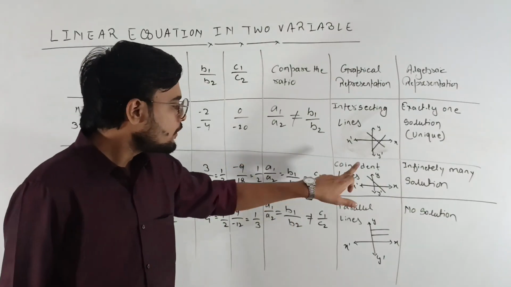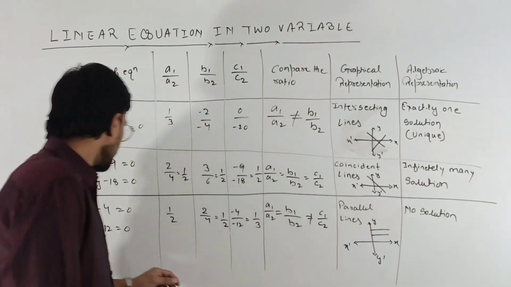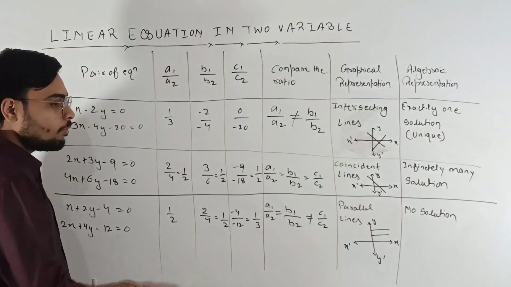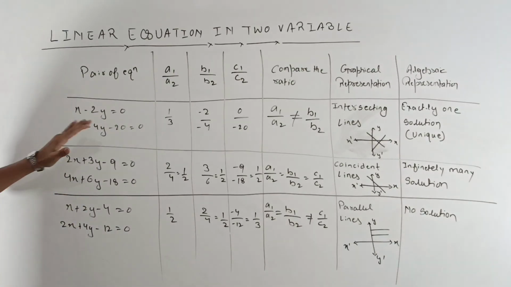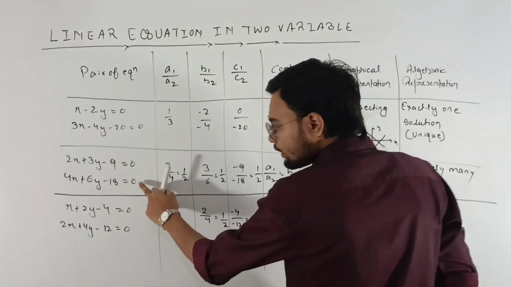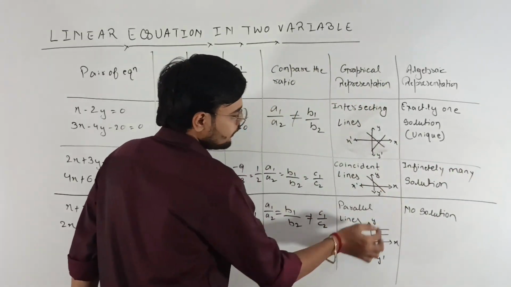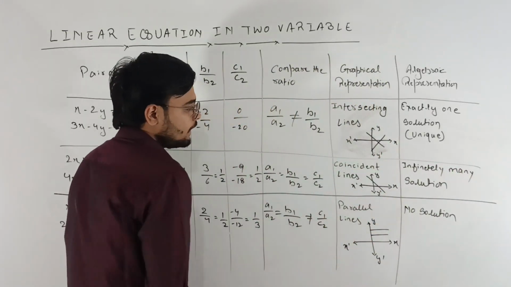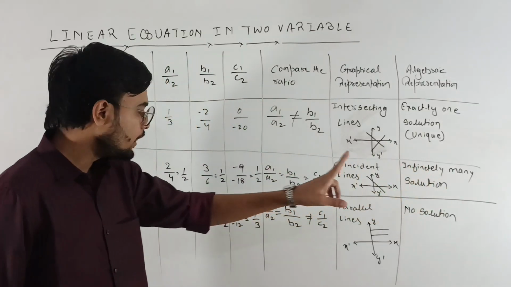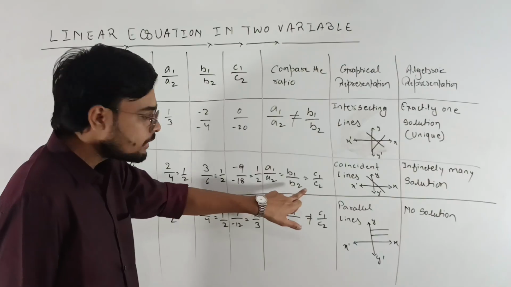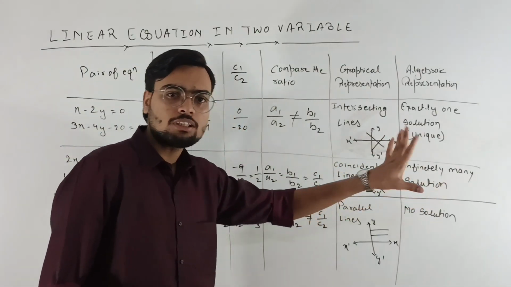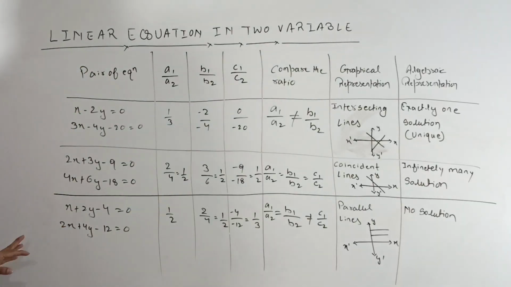Now in this case the graph is a coincident line, which means the graph of this equation and this equation overlap each other. Suppose this line is the graph of this equation, and the graph of the other equation overlaps this line. That's why it is a coincident line, and in this case there are infinitely many solutions. So when a1 upon a2 is equal to b1 upon b2 and c1 upon c2, the graph is a coincident line and there are infinitely many solutions. Understood? Now let's see the third pair.